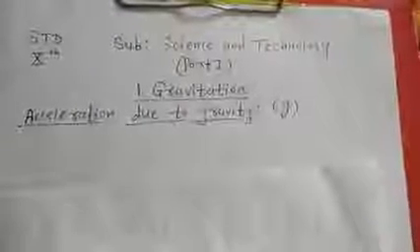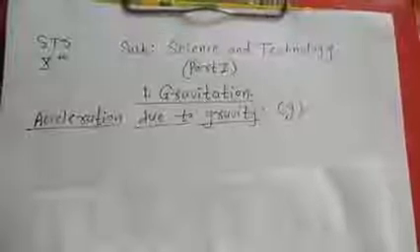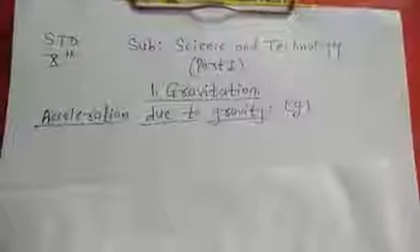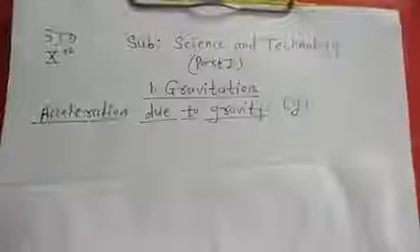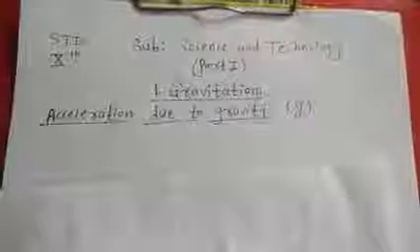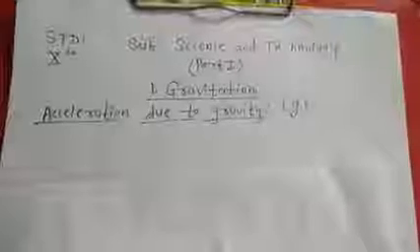Friends, we have studied gravitational force and Newton's universal law of gravitation. Today we are going to study acceleration due to gravity. When an object is released from a certain height from the ground level, it falls downward due to gravitational force. So it results in acceleration in the object. This acceleration is called acceleration due to gravity.